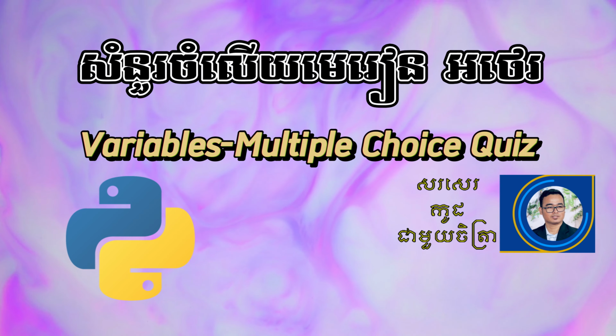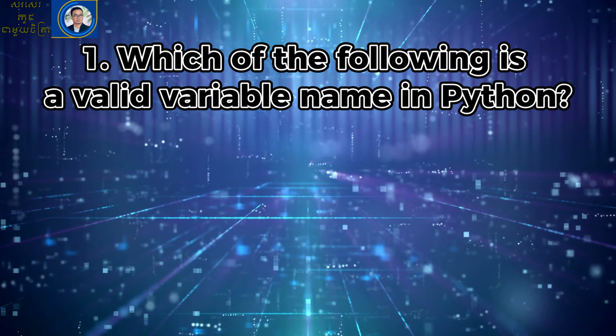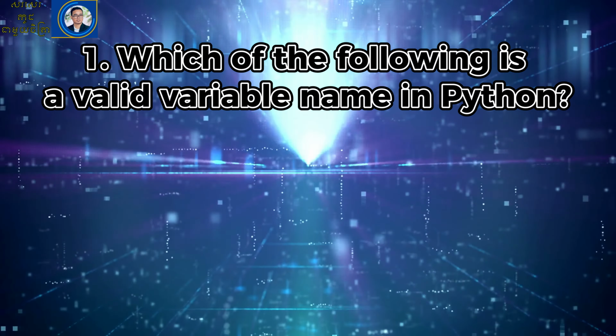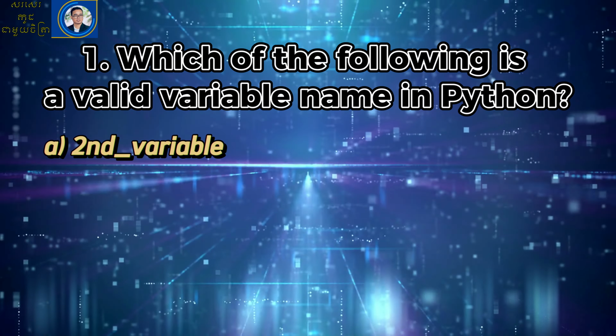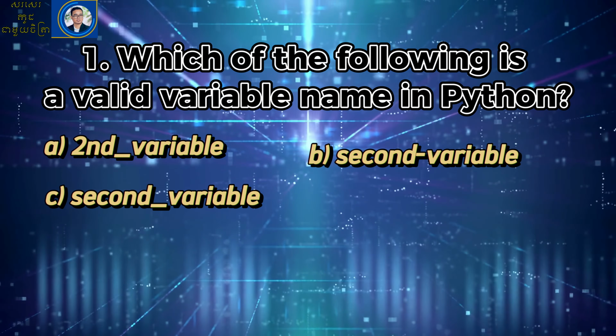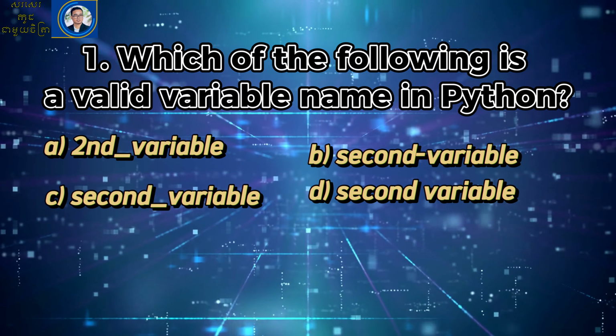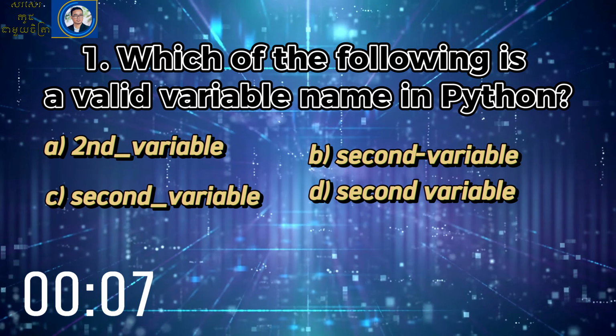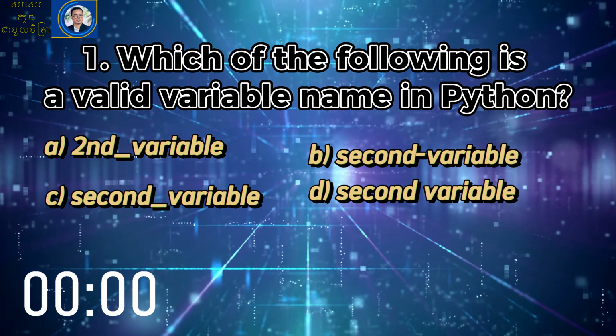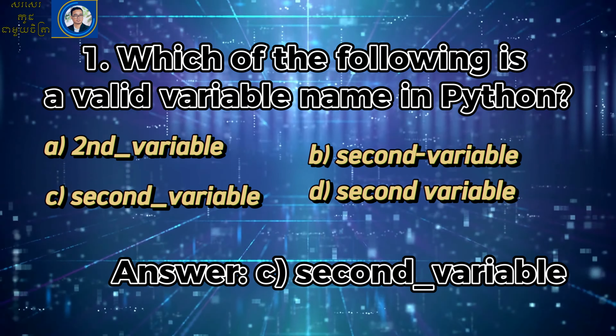Variables multiple choice quiz. 1. Which of the following is a valid variable name in Python? A. 2nd_variable. B. 2nd variable. C. second_variable. D. Second variable. Answer: C. second_variable.